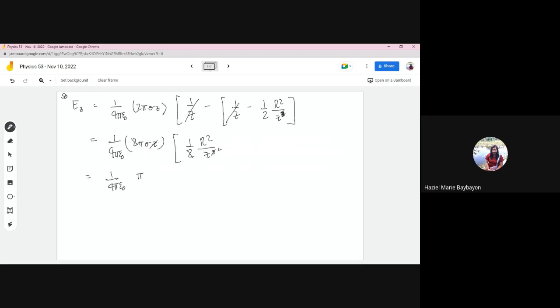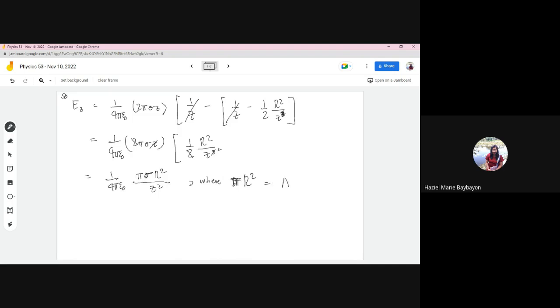pi sigma r squared over z squared. Is that right? 1/4 pi epsilon naught pi sigma r squared over z squared. And take note that this is sigma pi r squared, class. So that is pi r squared. What is pi r squared?